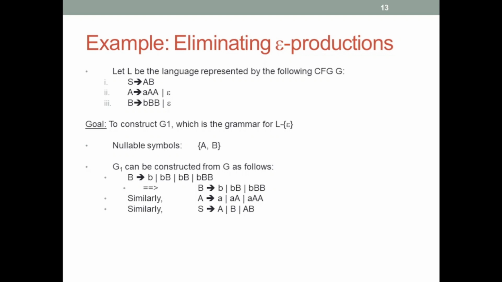Similarly, S derives to capital A, capital B and capital AB. So your final output is here. You can see here the square. In that square, there is a grammar which is the final output.